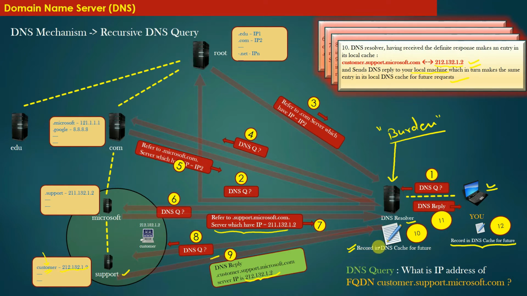And once it gets the DNS resolution, meaning the IP address of the fully qualified domain name, it forwards that DNS resolution to the DNS client. And what is this DNS client? The DNS client is nothing but your local machine. So this is the DNS client. So this is how a recursive DNS query works.